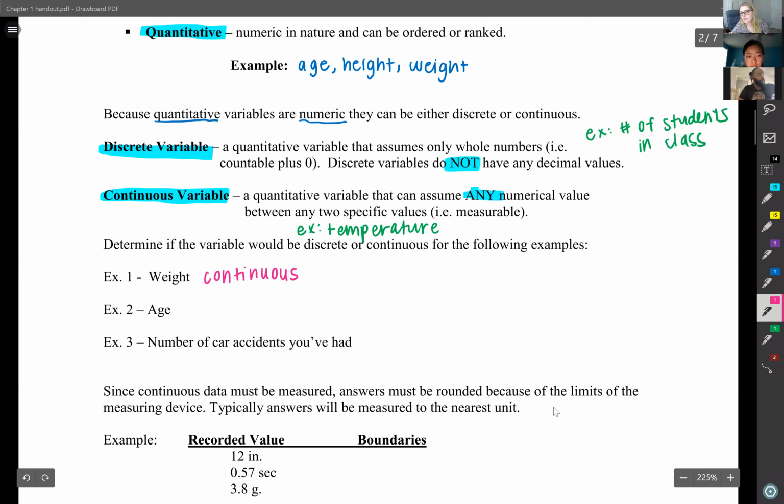Okay. This is a little interesting example too. It is age. So what do people think? Would this be discrete or continuous? If I asked you, hey, what's your age? What would you think? A discrete or a continuous variable?